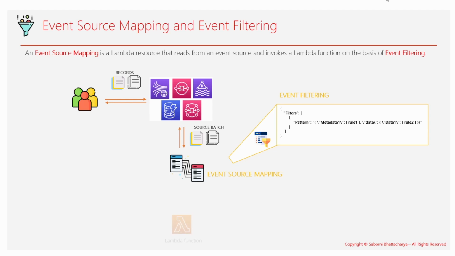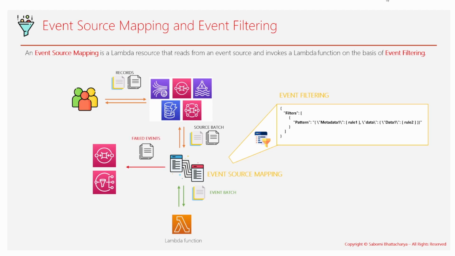Once you do that, here's your Lambda function. In case the event filtering pattern matches, the colorful event, you could see that in the form of batches, that specific event would be sent to your Lambda function for processing. In case it's not matching, the events are dropped, and even if you want, you can configure them to be picked up by an SNS topic or an SQS queue. So for the failed events, you can configure it over there. That's all on this part.